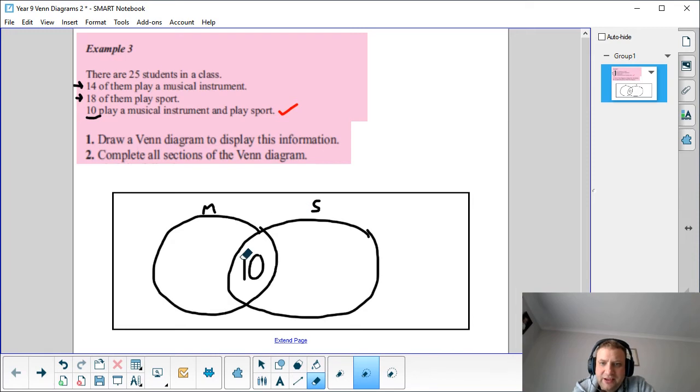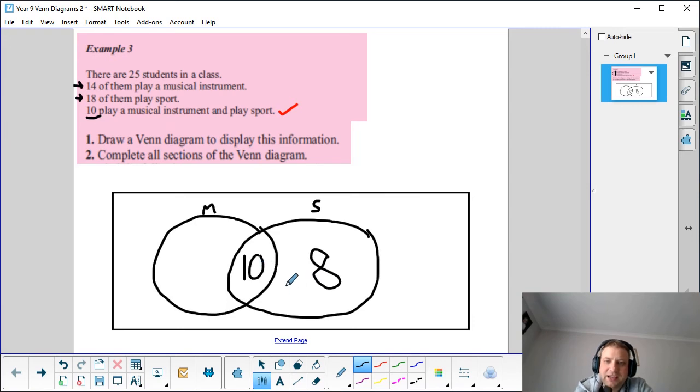It's worth remembering this entire circle is the full set of people who play sport. And there has to be 18 people in that sports circle in total. And we've already put 10 of them in the middle. So the number that we should be putting here is 18, take away the 10 already in there, which is 8, right? So you can see we now have our 18 sport players.